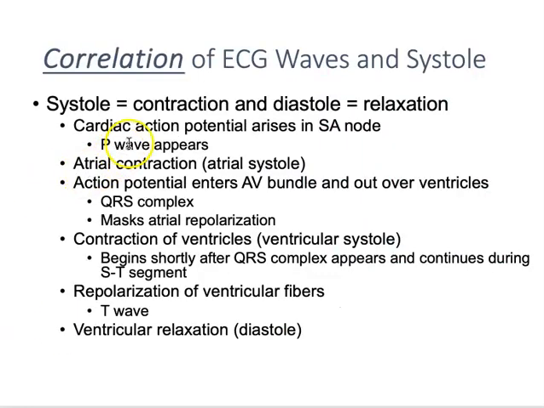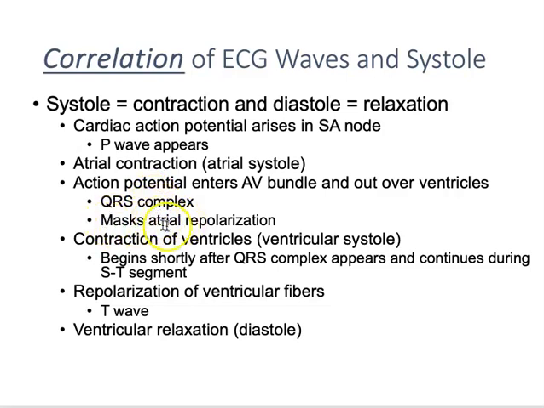Okay, so let's talk about how EKG waves or ECG waves correspond to the actual actions going on in the heart. Quick reminder, systole is just contraction, diastole is just relaxation. We have an action potential that's starting in the SA node. Well, that P wave appears. After that, we now have atrial contraction or atrial systole. Either term is fine. That action potential then enters the AV bundle, and then it will quickly go out and over the ventricles. This is going to be the QRS complex.